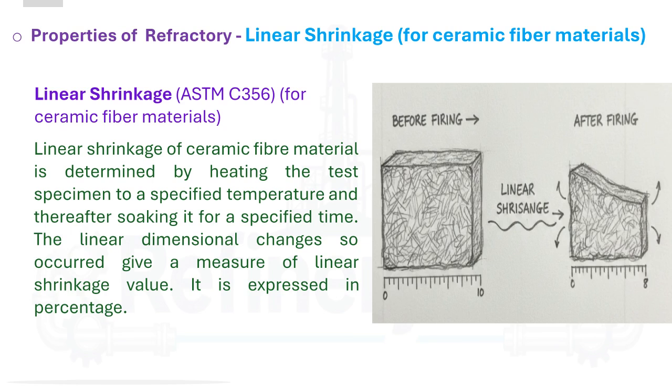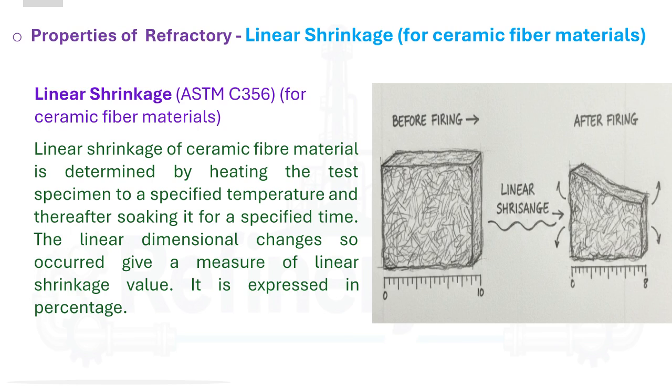To measure this property, engineers use the ASTM C356 test method. A specimen of ceramic fiber blanket or board is carefully measured at room temperature. It is then heated to a specified temperature, depending on the fiber type and its rated use temperature. The specimen is soaked at that temperature for a defined duration, typically 24 hours, before being cooled back to room temperature. The dimensions are measured again, and the linear shrinkage percentage is calculated by comparing the original and final measurements.